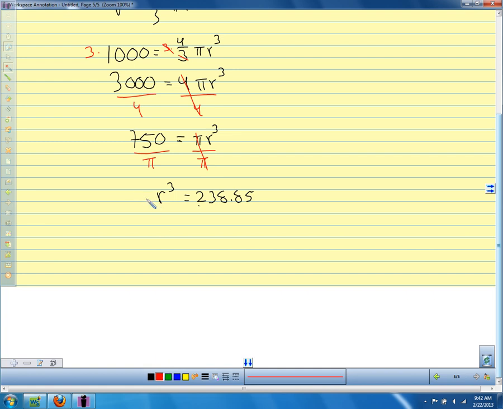And what do we call uncubing? The cube root. So we take the cube root of both sides. The square root undoes squaring. The cube root undoes cubing. Now where did you find that on the calculator? You just put the 3 and then the square root?